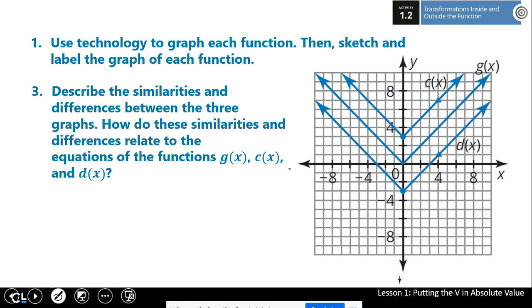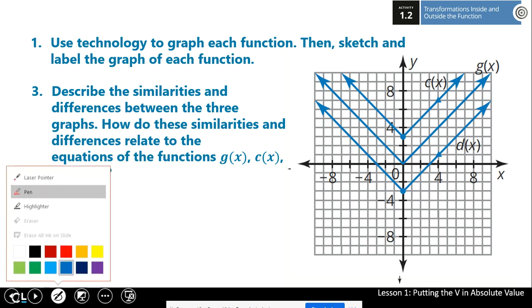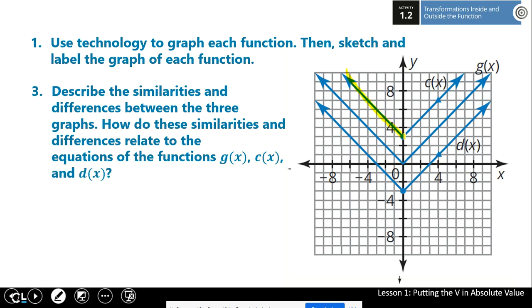So one of the similarities that hopefully you see is that these are all still in a V shape. The absolute value graph will always look like a V. It's the best way to find it. If it looks like a V, it's an absolute value graph.